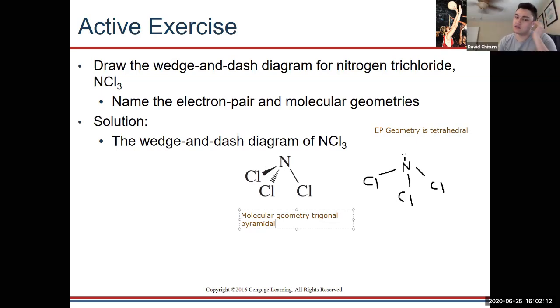So for a question on an exam, it'll just say, draw the wedge-and-dash diagram for nitrogen trichloride. And then it'll ask you what is the electron pair geometry and what is the molecular geometry. Are you going to write just EP or the whole thing? I'll write the whole thing. I just use EP because I get tired of typing electron-pair geometry.